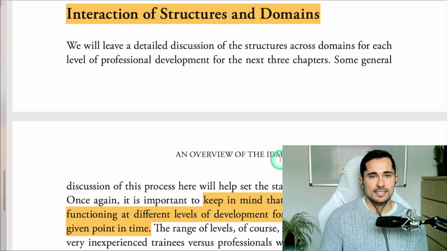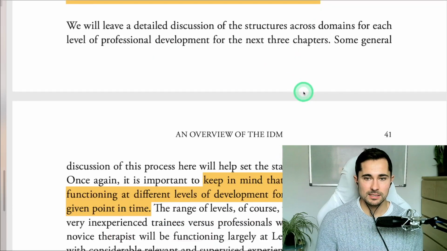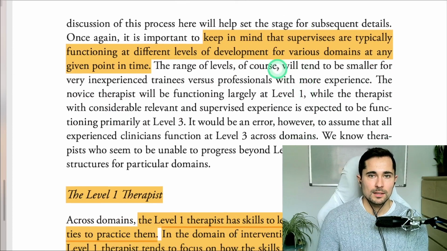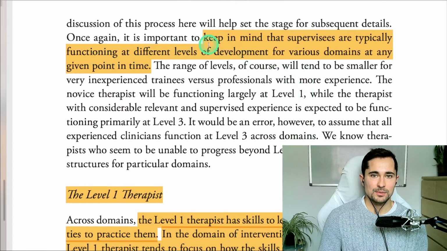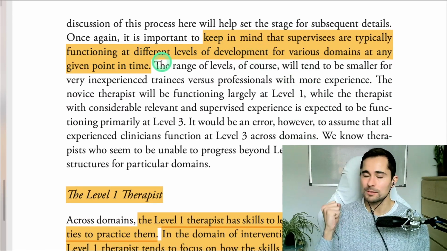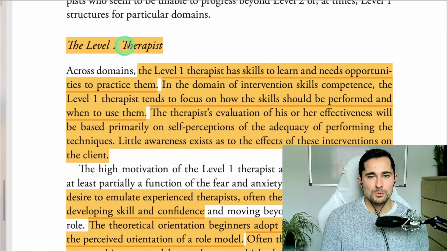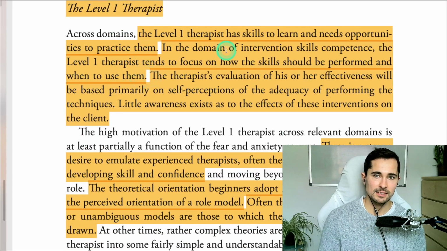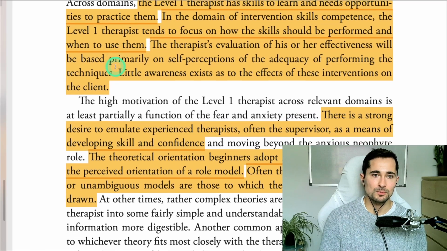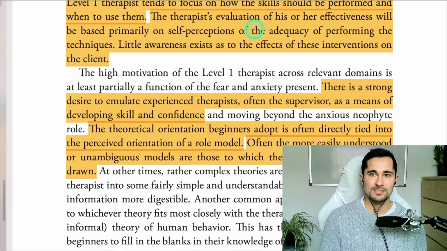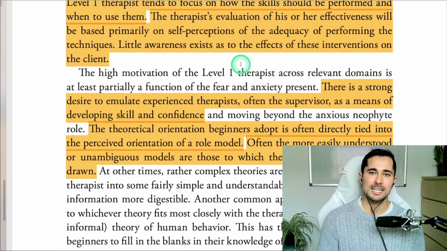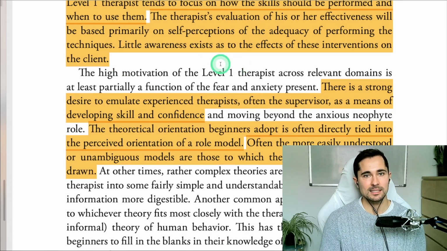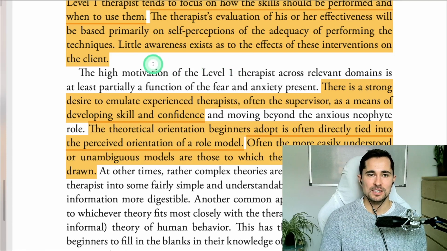Finally then, let's look at the interaction of these structures across the domains. So supervisees are typically functioning at different levels of development for various domains at a given point in time. Yeah, that's important. Right from the start, we've said that, haven't we? So the level 1 therapist has skills to learn and needs opportunities to practice. In the intervention domain, the level 1 therapist tends to focus on how the skills should be performed and when to use them. The therapist's evaluation of his or her effectiveness will be based primarily on self-perceptions of the adequacy of performing the techniques. Little awareness exists as to the effects of these interventions on the client.